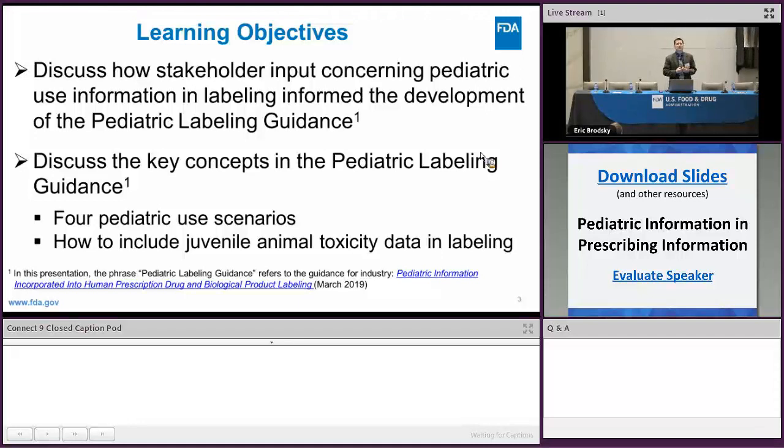Also, I'll discuss how stakeholder input influenced the development of this guidance and how we developed pediatric use information in labeling.